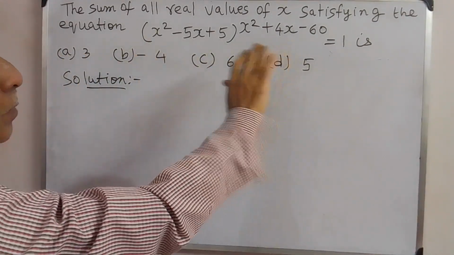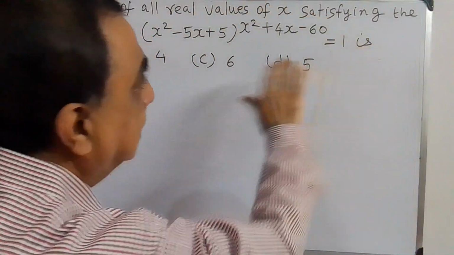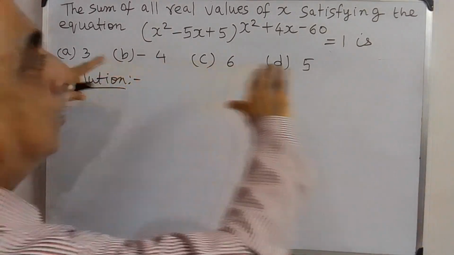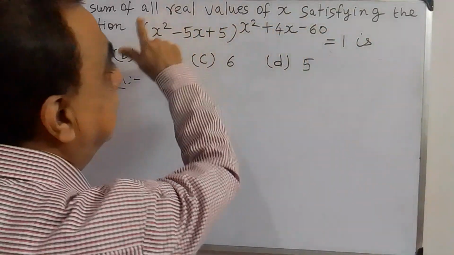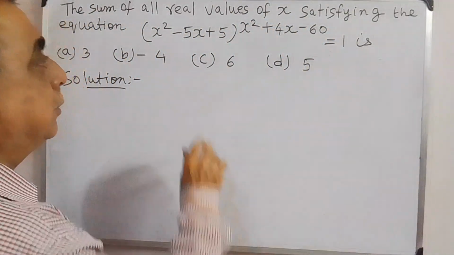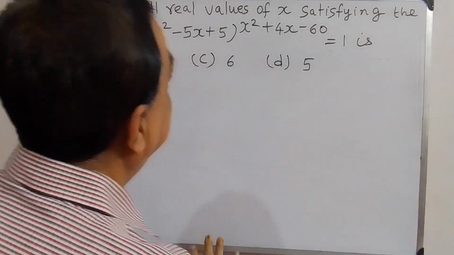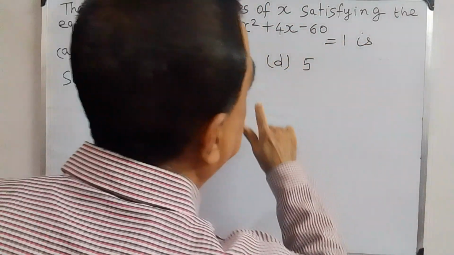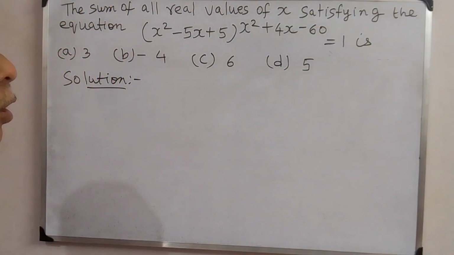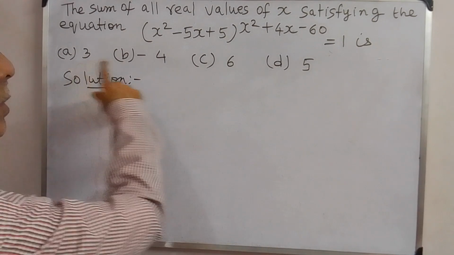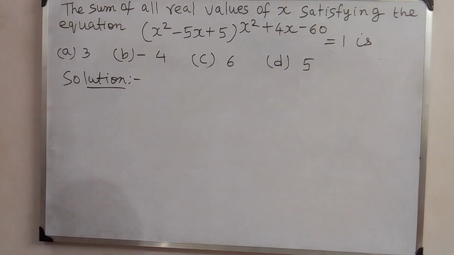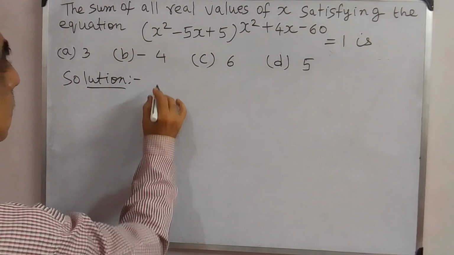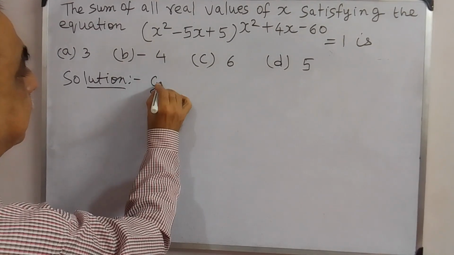All the real values of x which are satisfying this equation, and then add up all the real values of x which are satisfying this equation. So first we have to find the real values of x which will be satisfying this equation, and then add up all those real values of x and find the answer from the given options. Okay, so see how we will do the sum.